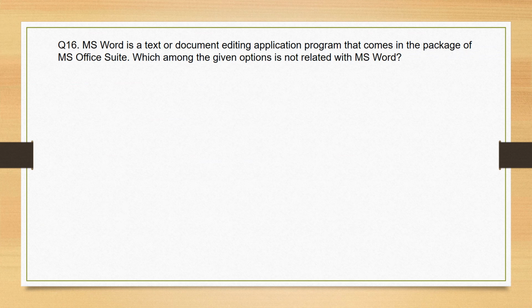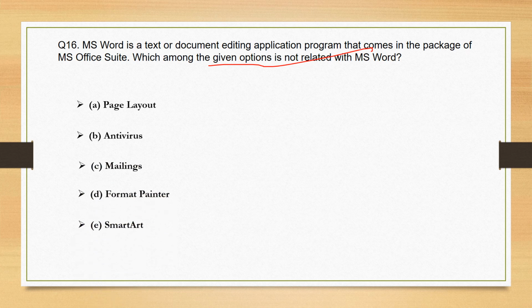So in this question we have, MS Word is a text or document editing application program that comes in the package of the MS Office suite. Which among the given options is not related to MS Word? So what are the options we have? We have page layout, antivirus, mailing, format painter, smart art.